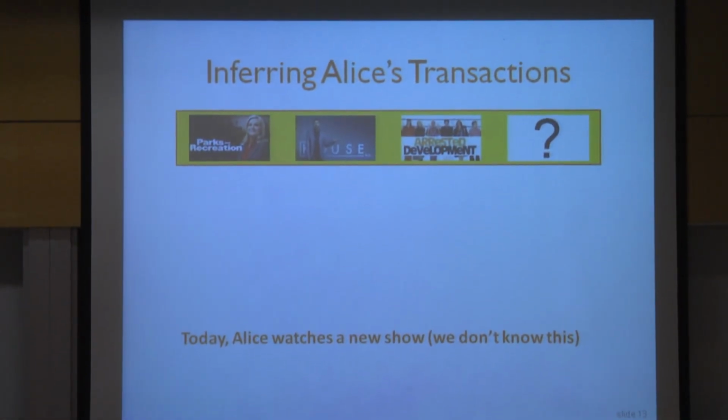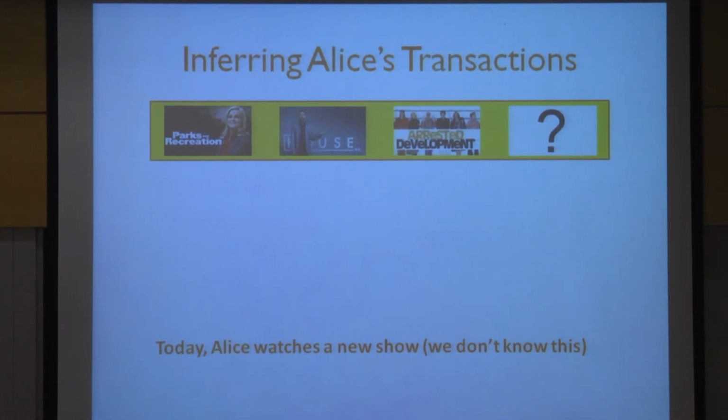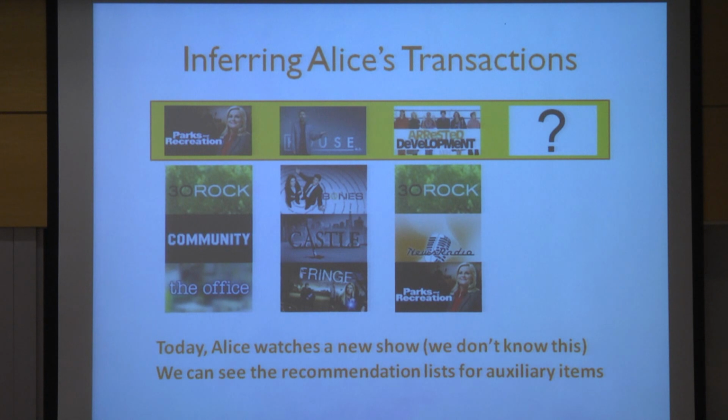We don't know this. This is a hidden transaction, okay? I mean, the system knows it, but we don't. All we have access to is the public outputs of the system. What we do have access to, we don't see items recommended to Alice, but typically in item-to-item recommender systems, for each of the items in Alice's partial history, we have a list of related items. So we can see for each one of them a list of related items.